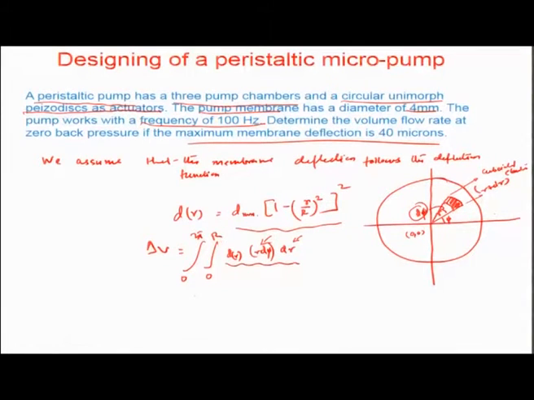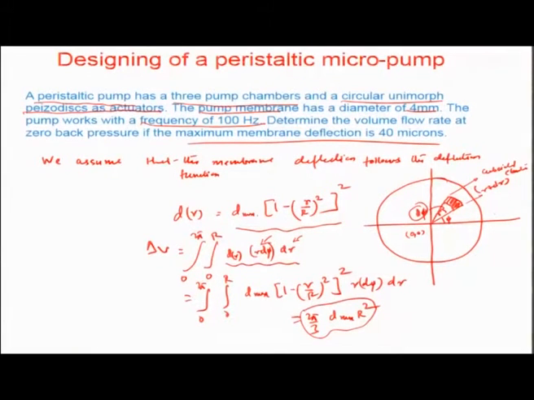So, if we solve this double integral by substituting d max times 1 minus small r by capital R square, whole square, r d phi dr, we are left with an expression 2 pi. So, this is the closed form solution, 2 pi by 3 d max square of r, and if I calculate, this is the total volume because of the deflection which would happen to this particular piezo disc on giving a voltage signal. This happens to be 3.33 times 10 to the power of minus 10 meter cube.